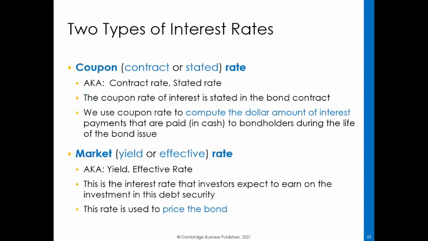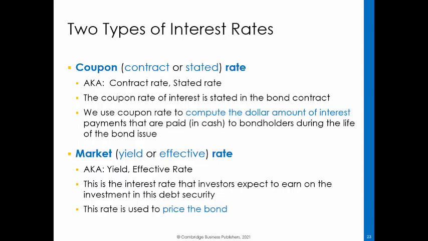Before we discuss the mechanics of long-term debt pricing, we need to define two types of interest rates. First, there is the coupon rate, which can be referred to as the contract or stated rate. The coupon rate of interest is stated in the bond contract. It is used to compute the dollar amount of interest payments that are paid in cash to bondholders during the life of the bond issue.